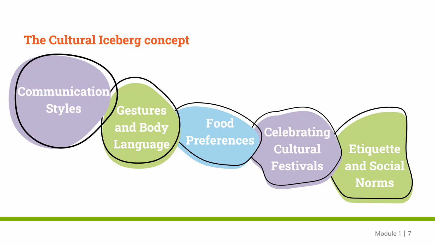Last is etiquette and social norms, which consider how cultural norms regarding behavior and social expectations shape interactions in diverse environments. It emphasizes the importance of understanding and respecting these differences in the food and beverage sector.